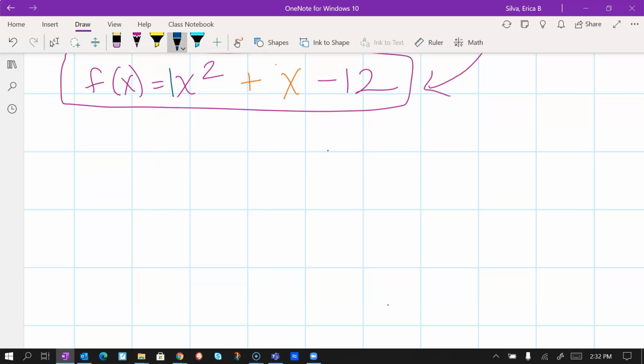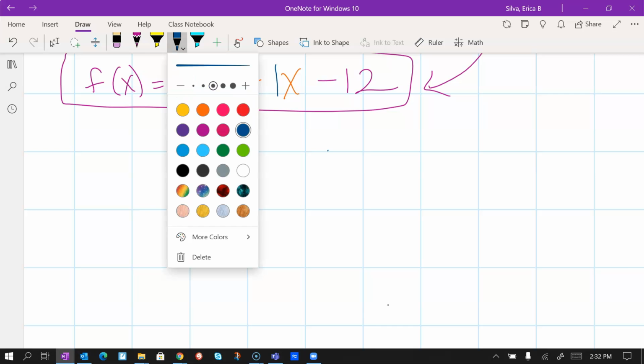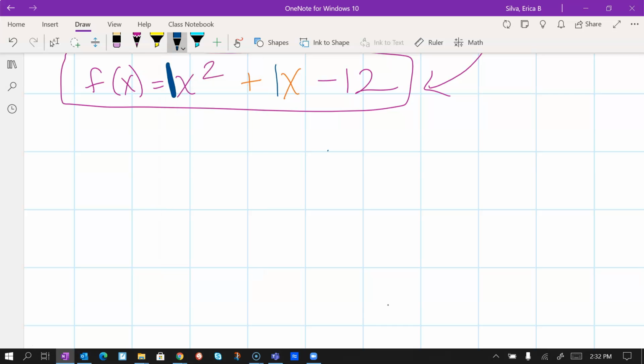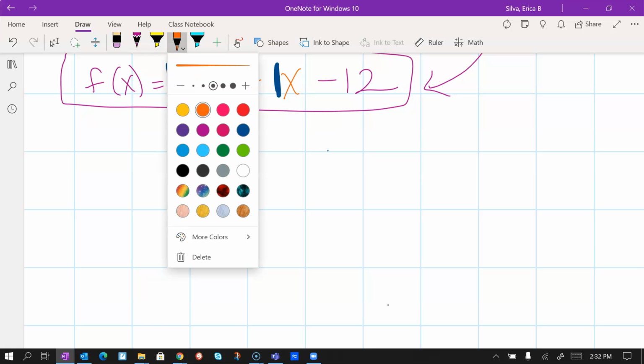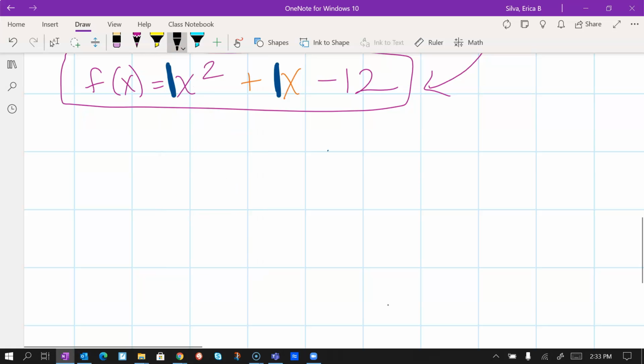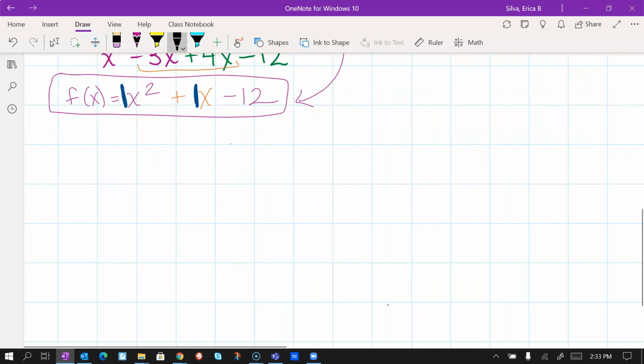So the first thing we're going to do when we go backwards is we're going to put a 1 wherever it needs to be. Remember, if there's no number, then there's a 1. And then we're going to identify our A, our B, and our C.